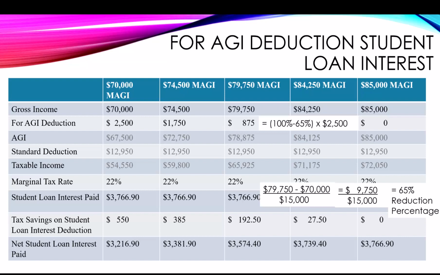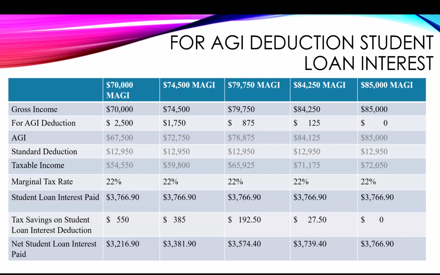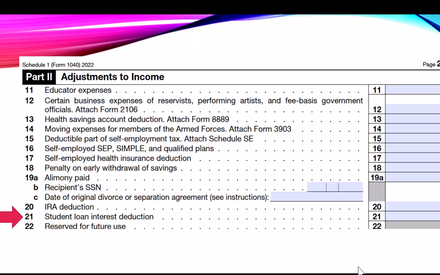Here, he would have a tax savings of $192.50, leaving him with a net student loan interest payment of $3,574.40. I've given you a couple more examples so that you can continue to see both the phase out of the student loan interest deduction, as well as practice this on your own. The student loan interest deduction is reported for tax purposes on Schedule 1, Part 2, line 21.